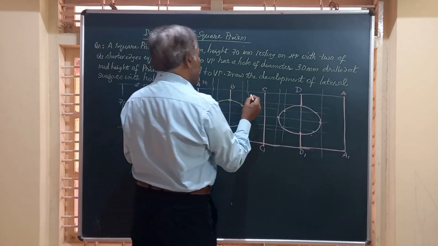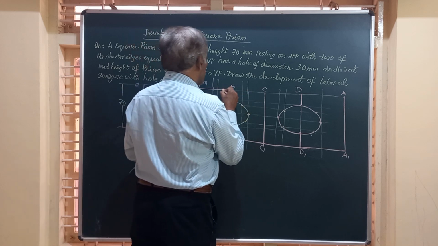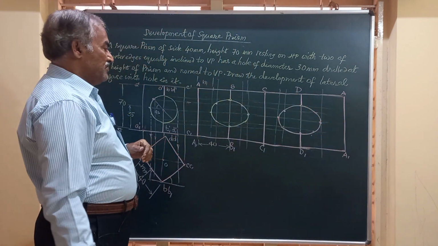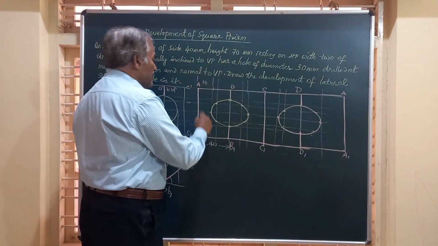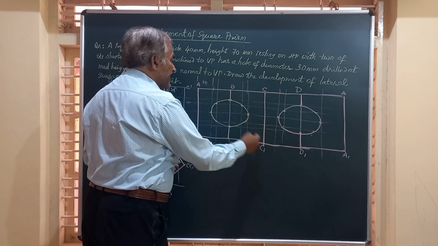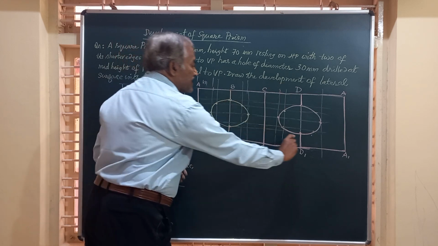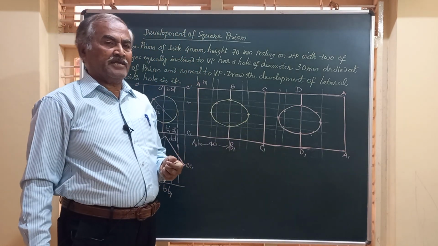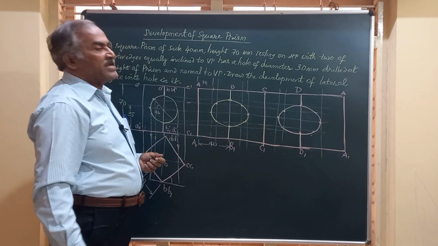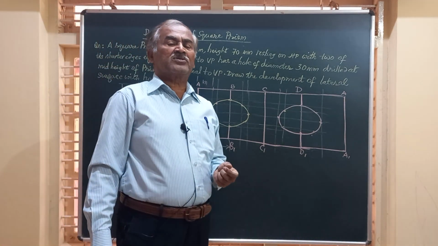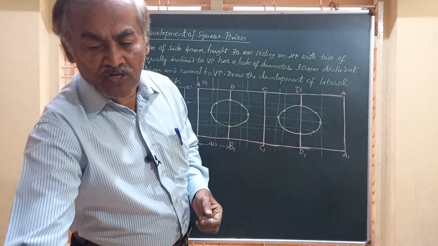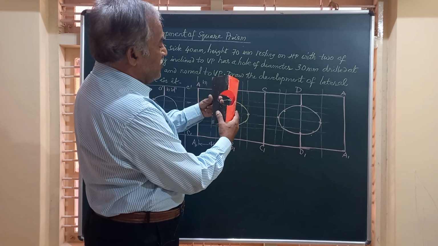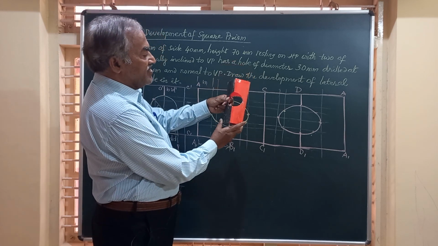Similarly, the top face is also intact. The hole is not touching that. I will mark it by a full line. Friends, you have to darken only these borders. This vertical line portion up to here and here is to be marked dark, and all remaining construction lines are to be retained. Friends, this is how we obtain the development of the square prism when it is resting on HP on its base with two of the base edges equally inclined to VP.